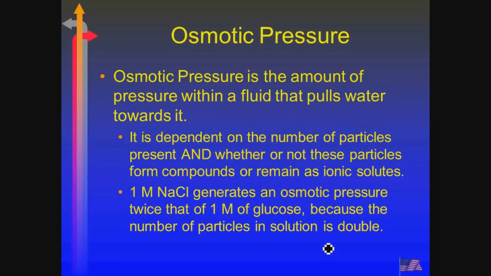It's covalent bonding that you have in glucose, so you basically have only 1 particle. Even though it's a big particle, there are twice as many sodium and chloride particles as there are glucose particles.